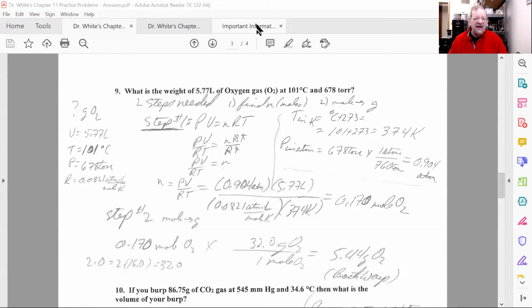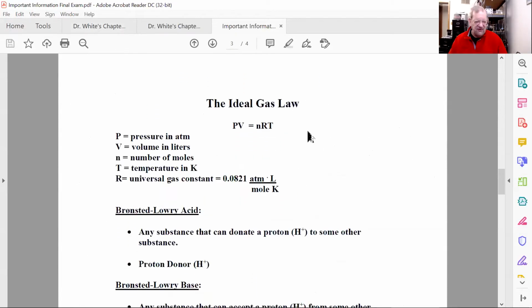it's the ideal gas law. And under important information, I have the ideal gas law, PV equals nRT. Now, it's important to know, and this is a common mistake students make on using PV equals nRT. Pressure has to be in atmospheres. Volume, V, has to be in liters. I'll always give it to you in liters.